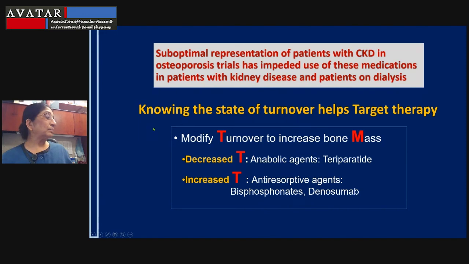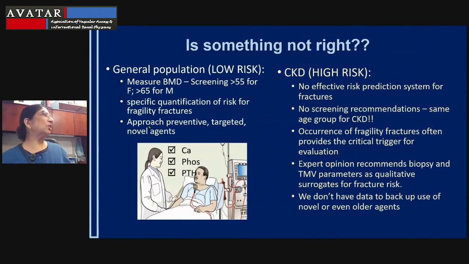And even departing from the realm of research and trials, in day-to-day life, something is not right here. In the general population, which is relatively low risk, we measure bone density. We screen women over the age of 55, men over the age of 65 with a bone density. We have specific quantification of risk for fragility fractures. Our approach is preventive, targeted. We have novel agents. However, in our own CKD population, which is high risk, we have no effective risk prediction system for fractures. We have no screening recommendations, although they are the same age group with CKD as in the older population without kidney disease.